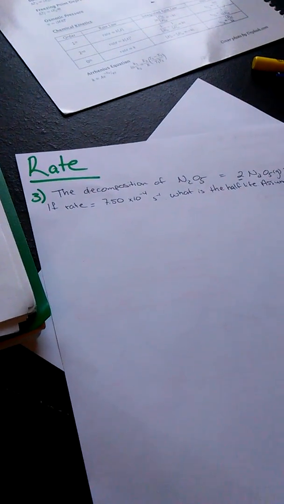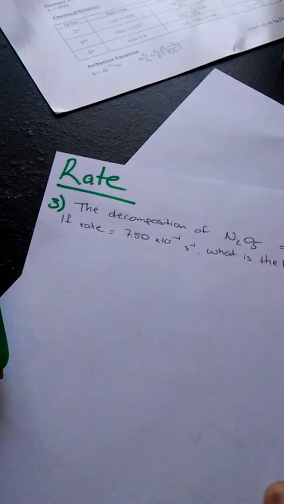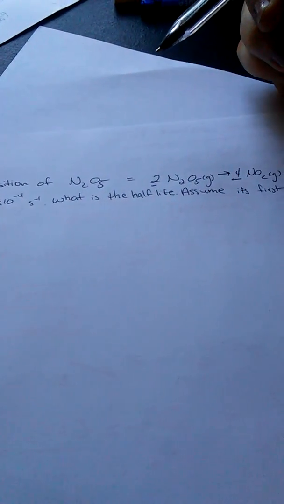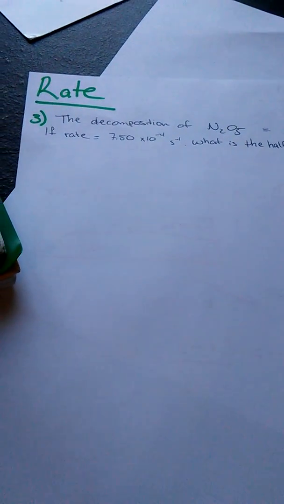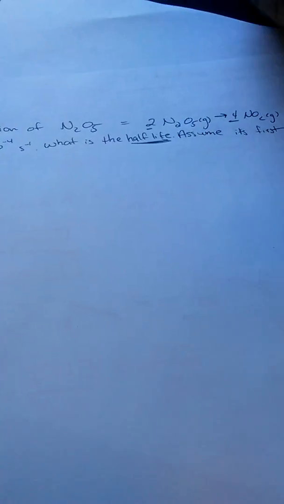So now we're moving from Kc, the equilibrium constant, to rate, which is the rate at which an equation is happening. So our first problem is the decomposition of N2O5 is given by this equation. They give us this equation. If the rate constant is equal to 7.50 times 10 to the negative 4, what is the half-life? Assume it's first order. This is really important as it determines which formula we're going to use.